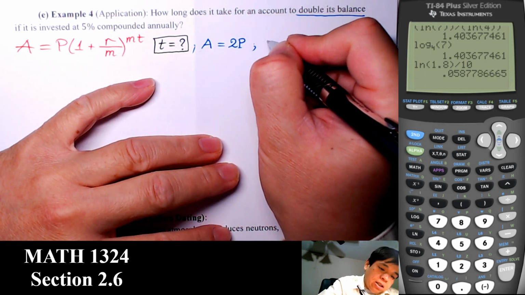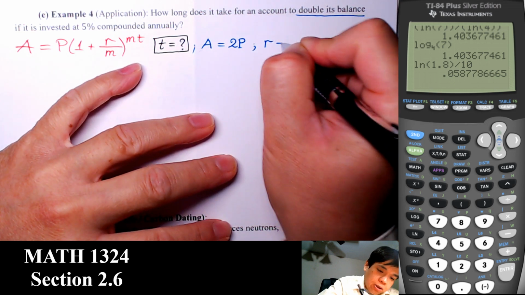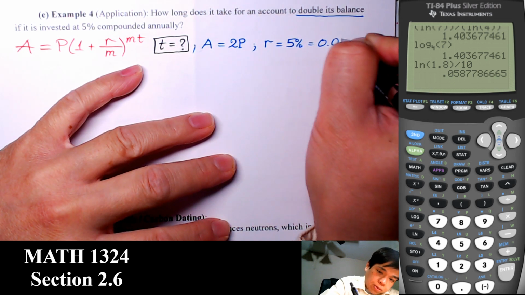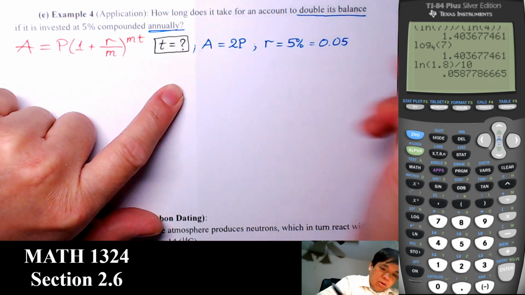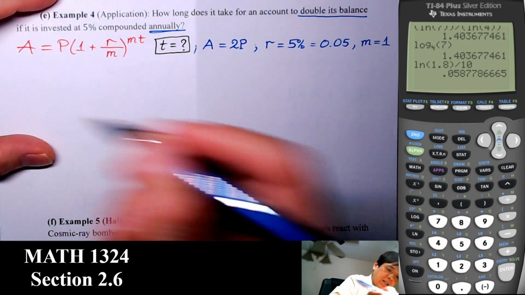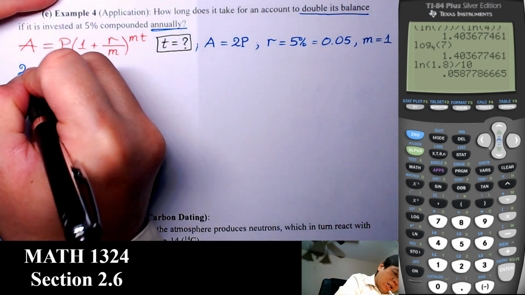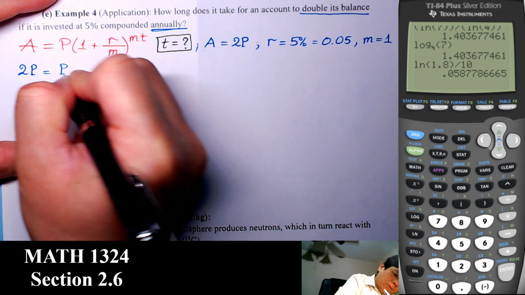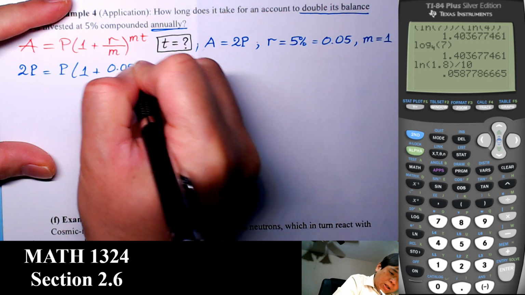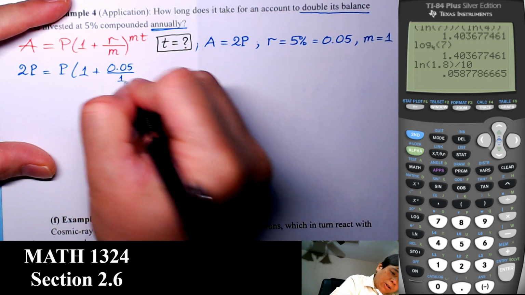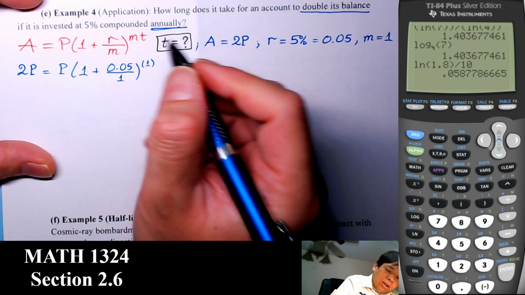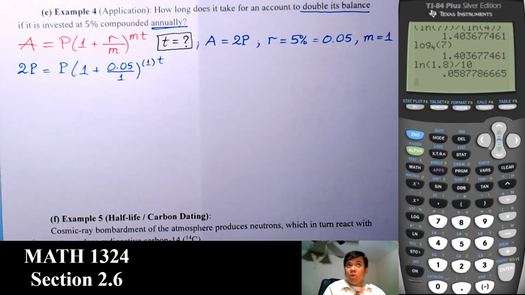And then 5%. Annually meaning one time a year. Right, so that's what we have. Now substitute everything in here. We have A is twice the principal. Rate over 1. T, we don't know. That's perfectly fine. We solve it.